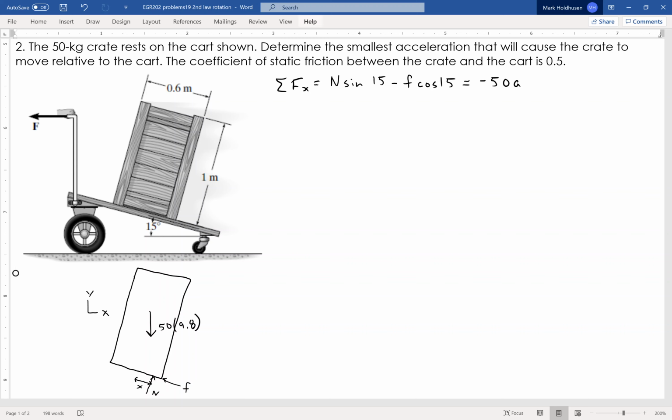So now moving on to summing the forces in the y direction. In the y direction, I have n cosine 15. I have f sine 15. These are both pushing up. And then I have the weight pulling down equals 0. Now, I set up my x and y coordinates horizontal and vertical as opposed to at that 15-degree cutoff because of this very next point.